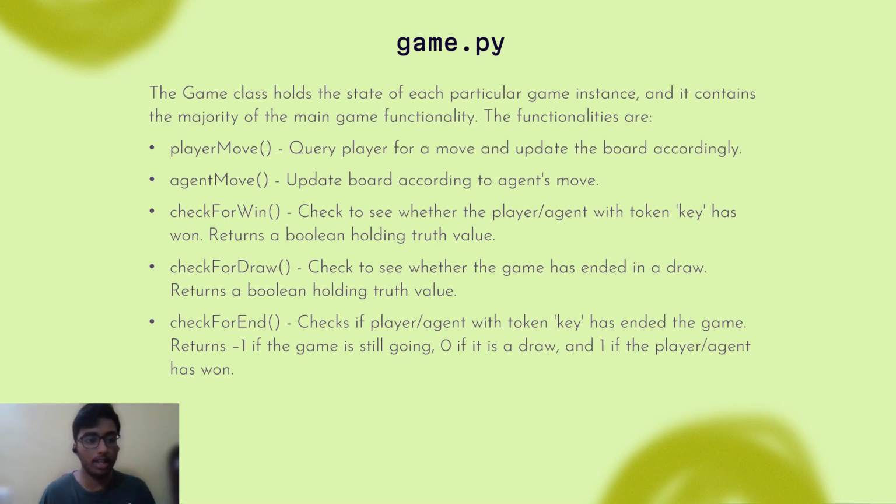Then check for win. This basically takes a key value as an input. This key value is basically the X or O, and it returns whether the player having that key has won the game or not.